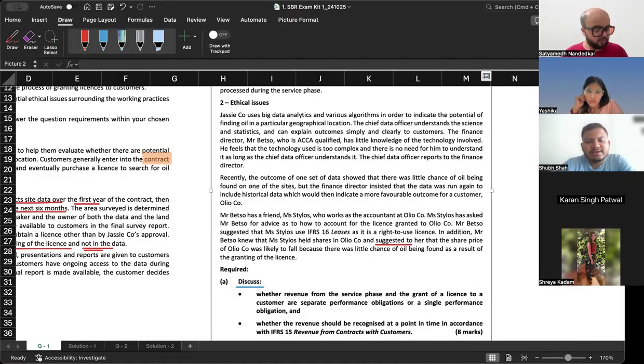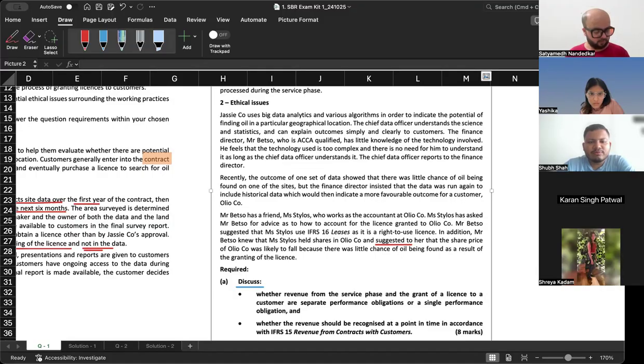Jassie company uses big data analytics and various algorithms in order to indicate the potential of finding oil in a particular geographical location. The chief data officer understands the science and statistics and can explain outcomes simply and clearly to customers. The finance director, Mr. Betso, who is ACCA qualified, has little knowledge of the technology involved. He feels that the technology used is too complex and there is no need for him to understand it as long as the chief data officer understands it. The chief data officer reports to the finance director.